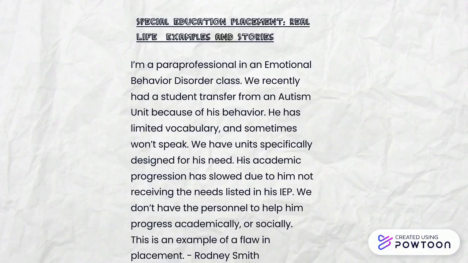Here are some special education placement real-life examples and stories. Rodney Smith is a paraprofessional in an emotional behavior disorder class. He recently had a student transfer from an autism unit because of his behavior. He has limited vocabulary and sometimes won't speak. We have units specifically designed for his need. His academic progression has slowed due to him not receiving the needs listed in his IEP. We don't have the personnel to help him progress academically or socially. This is an example of a flaw in a placement.